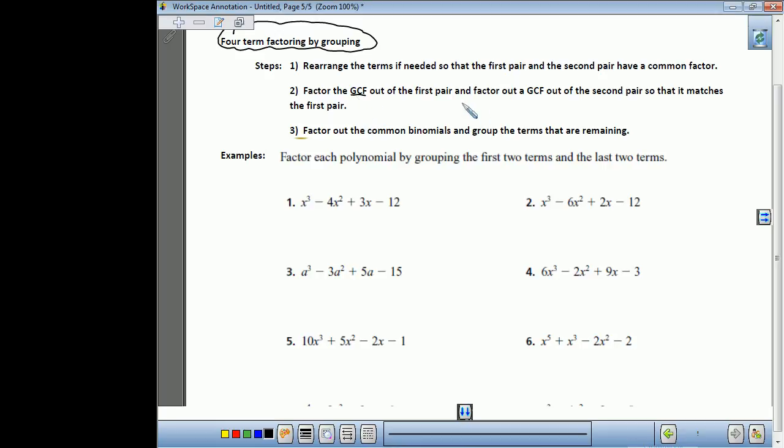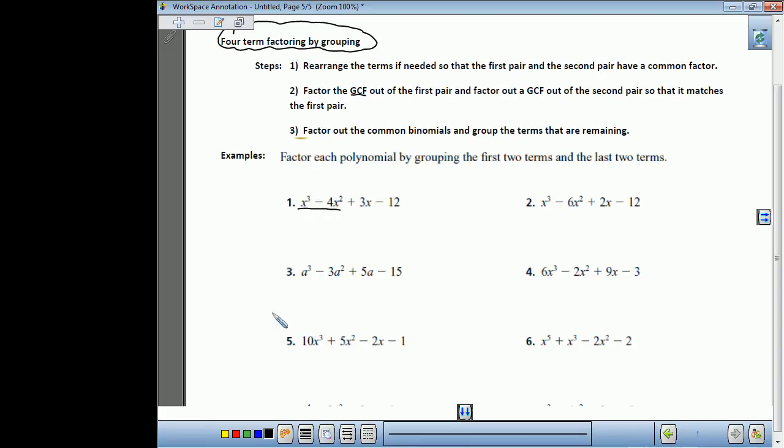learned how to do the other day, from the first pair. And then the second pair, we're going to factor out another GCF so that that second pair matches the first pair. Okay, right now you're already confused because this is a lot of words. And then the third thing we're going to do is factor out the common binomials and group the terms that are left. So this is really not hard, and let's take a look at it.